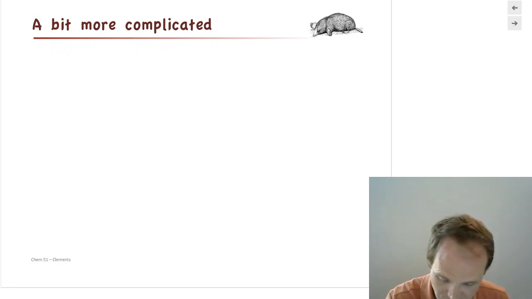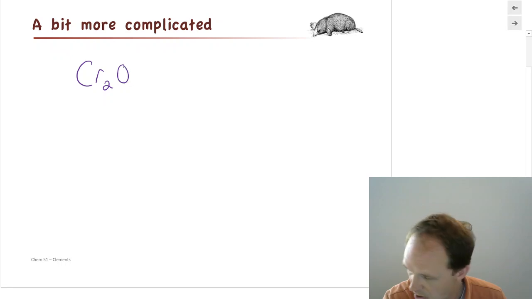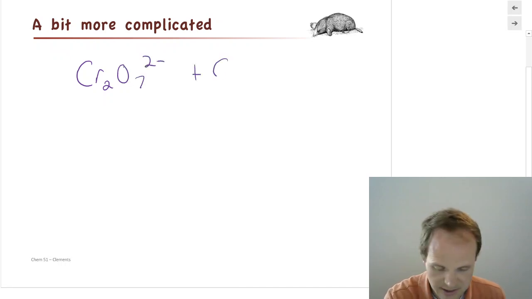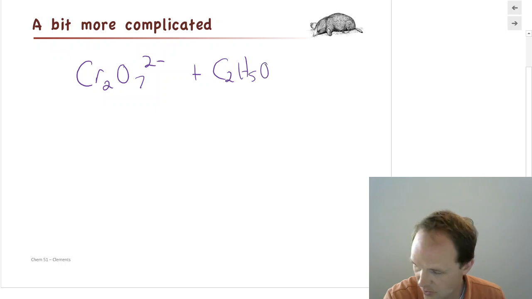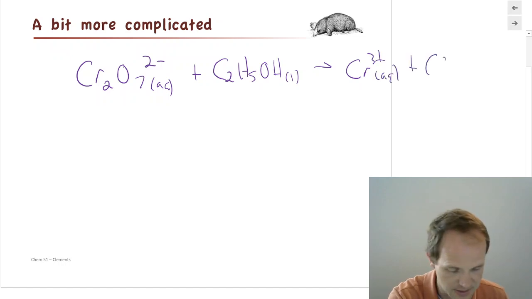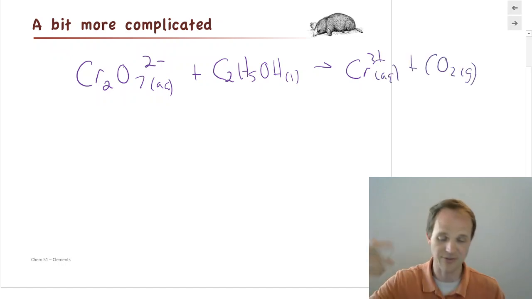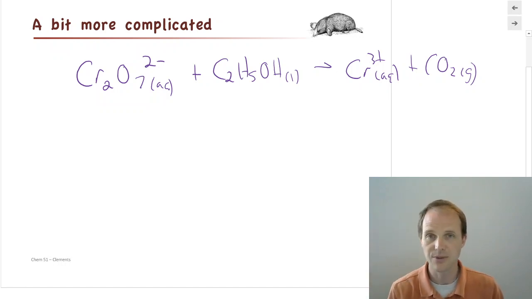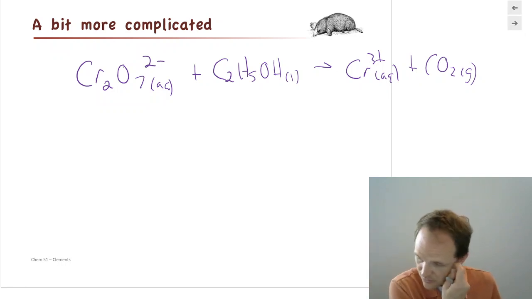We're going to start with a dichromate ion, Cr2O7 2 minus. And we're going to add that to C2H5OH liquid. This guy's aqueous. And we're going to go to chromium 3 plus and some CO2 gas. So you see we actually have three different phases here. We've got the aqueous phase, we've got the liquid phase, we've got the gaseous phase. Okay, so how's that all going to work?